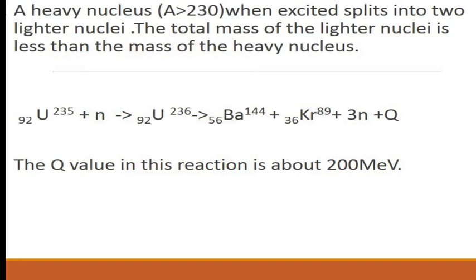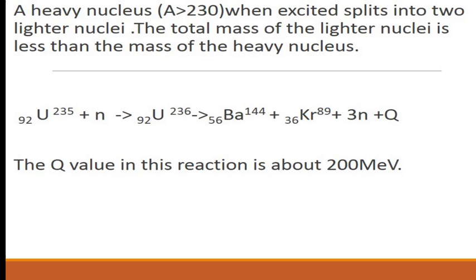So when a heavy nucleus is split into two lighter nuclei, the total mass of the lighter nuclei will be less than the mass of the heavier nucleus. This concept was also studied in the last class regarding the difference in mass, isn't it? That difference in mass is called mass defect, and the energy equivalent to the mass defect is known as binding energy, and when the nucleus gets split, the binding energy is released as energy.